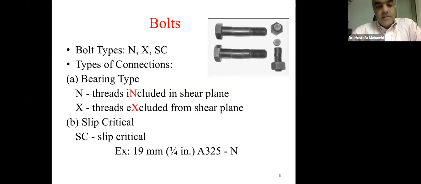And then we have slip critical, which is used in applications with long slotted holes, when the load is parallel to the long slotted side, and that's used for specific applications. And here the capacity would depend mainly on the friction between the connected steel members.